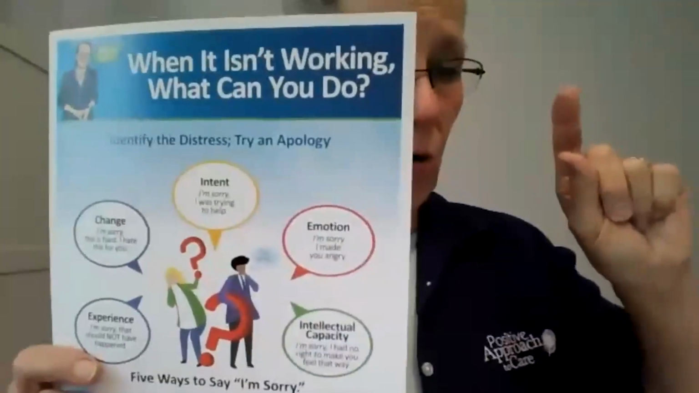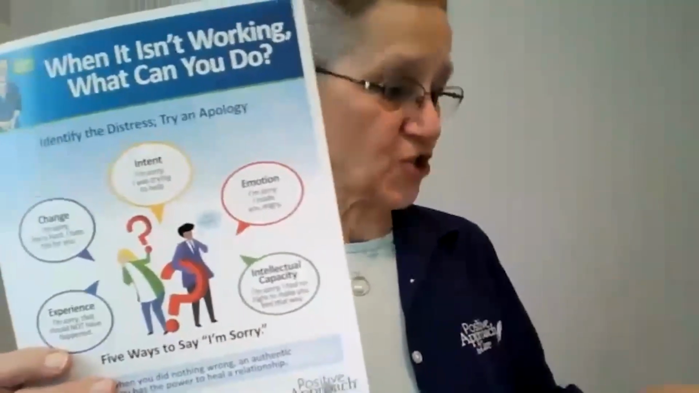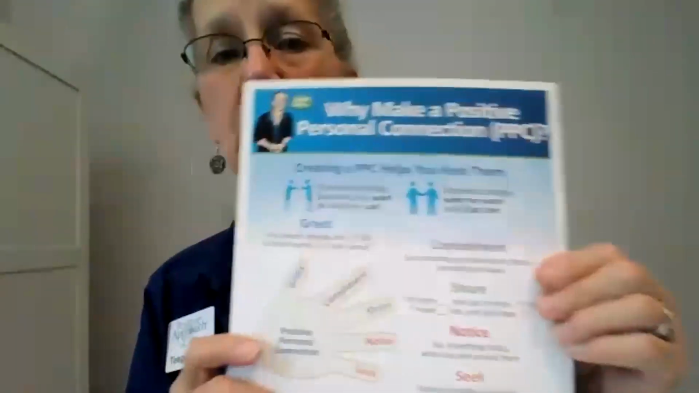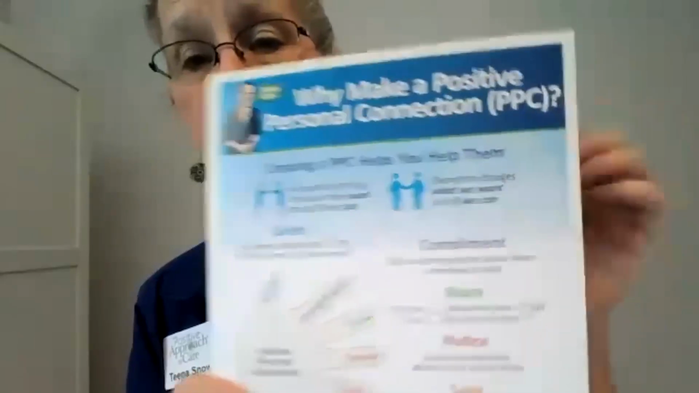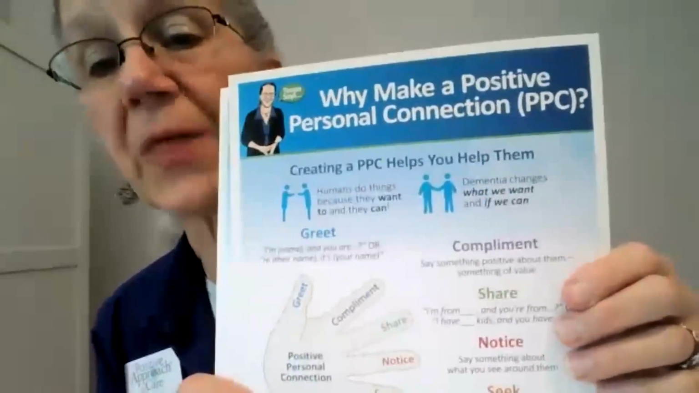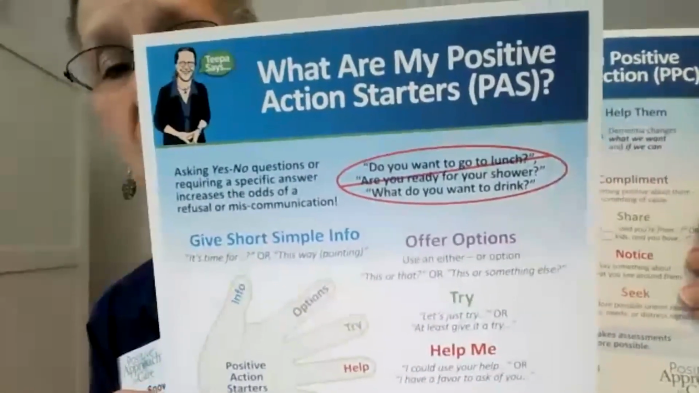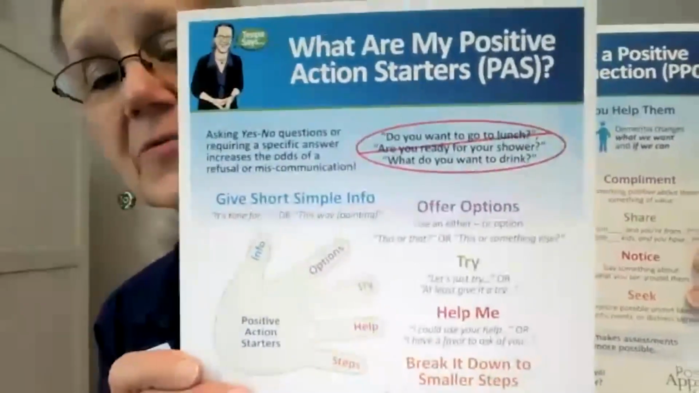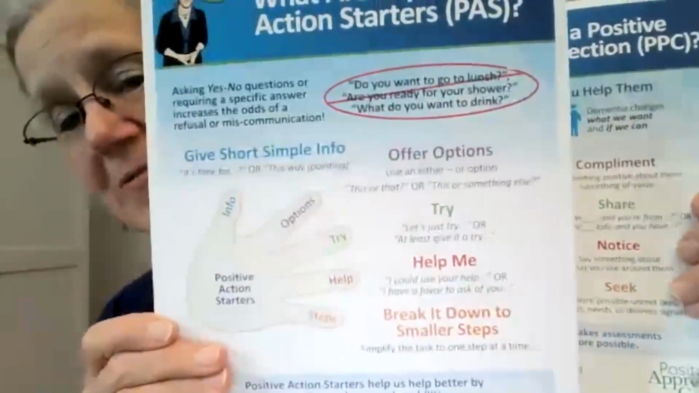So we actually have 1, 2, 3 of these posters that are for sure focused on developing some skills, just basic skills, how to make a positive personal connection. Creating a positive personal connection helps you help them. Or positive action starters. Do you want to go to lunch? Are you ready for your shower? What do you want to drink? Instead, here's some alternatives.